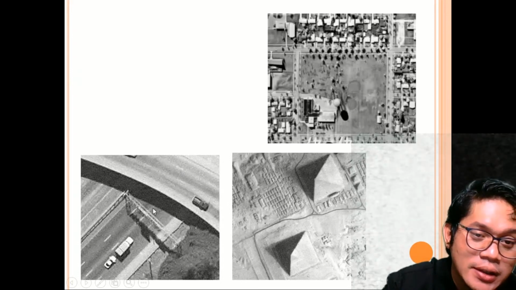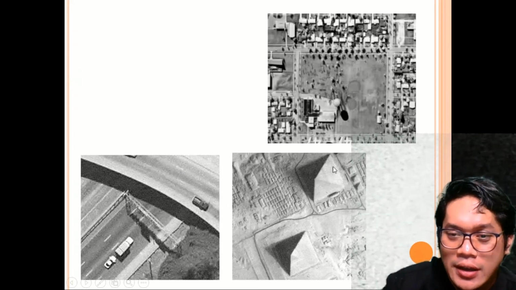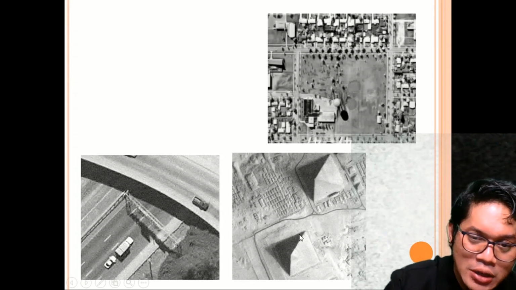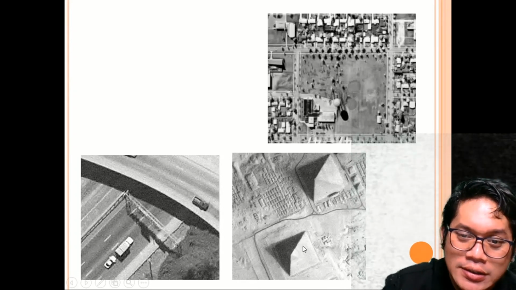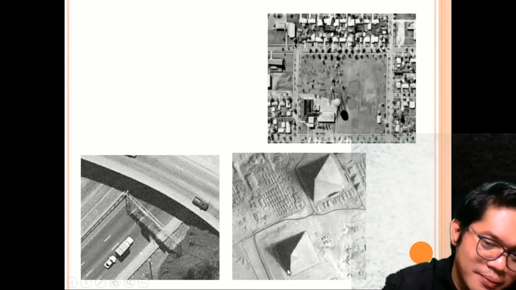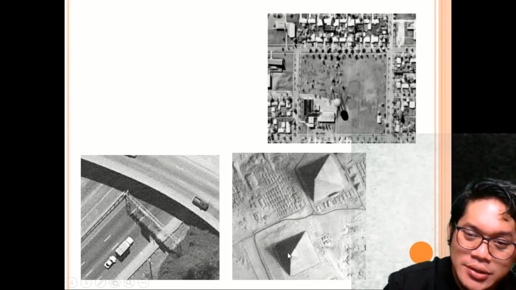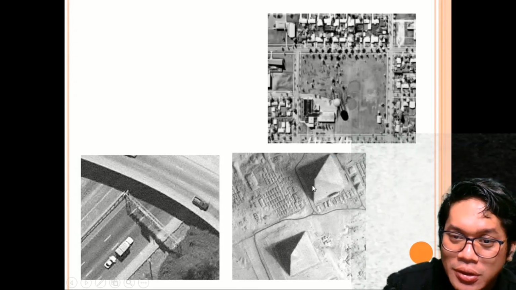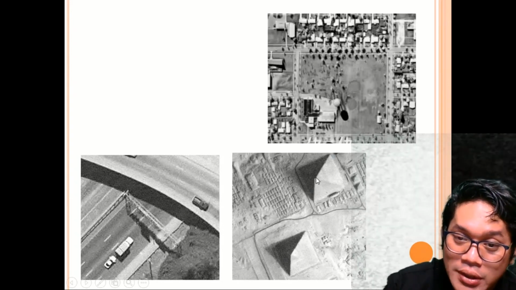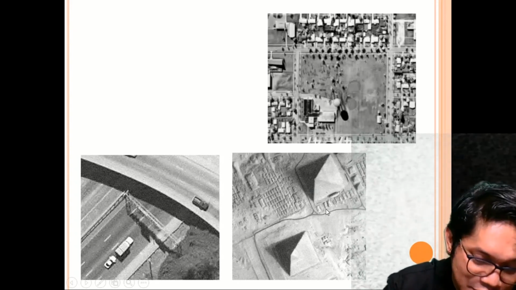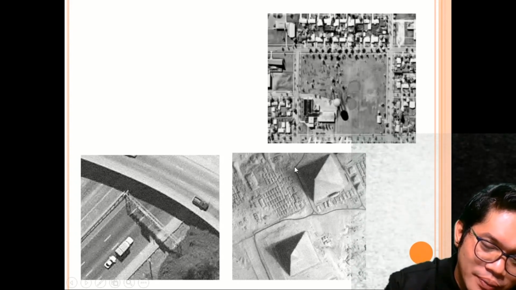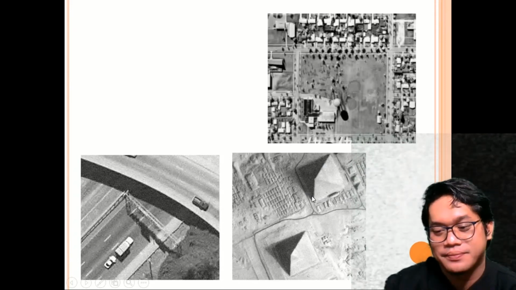Basically, it's a bridge, and the shape of this one. Without the shadow, you can't really interpret what kind of object it is. But with the shadows, it gives you an obvious manifestation of the object, which is a pyramid.